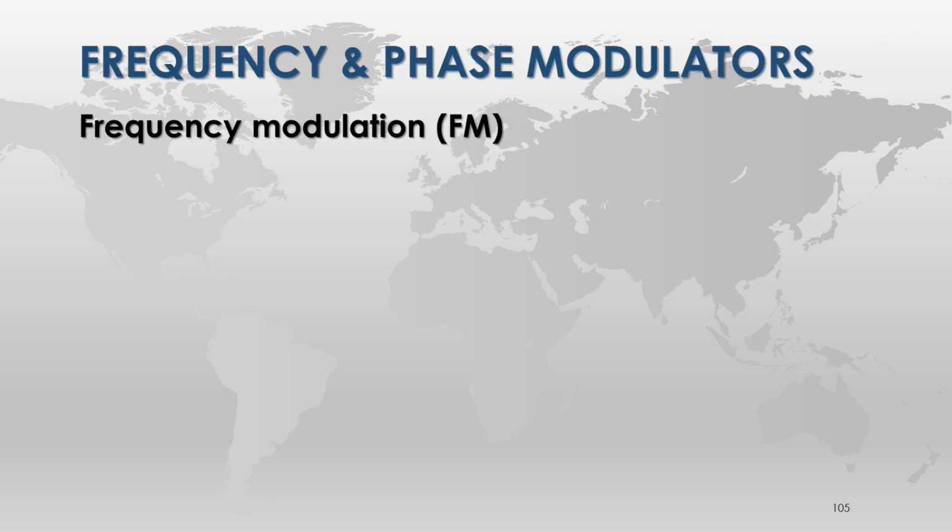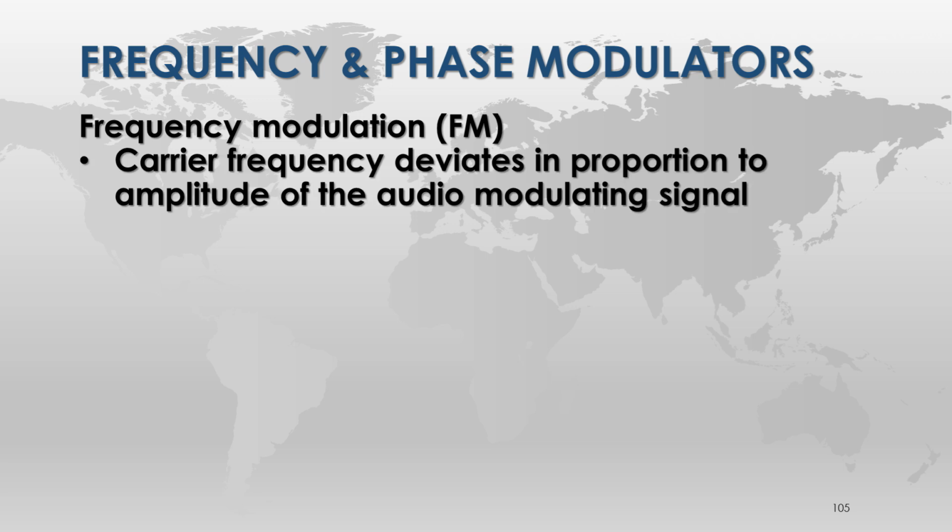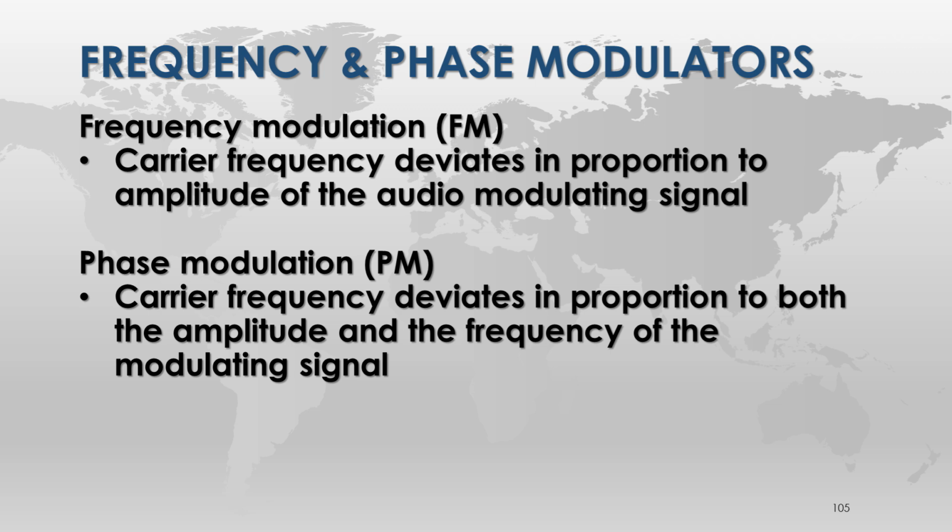Frequency and phase modulation. In frequency modulation, or FM, the carrier frequency deviates in proportion to the amplitude of the audio modulating signal. Your voice going into the microphone and then creating a difference that can be read. In phase modulation, the carrier frequency deviates in proportion to both the amplitude and the frequency of the modulating signal. No yellow, don't stress too much about it, that's just how they work.